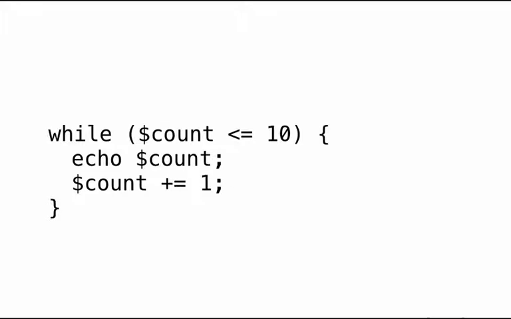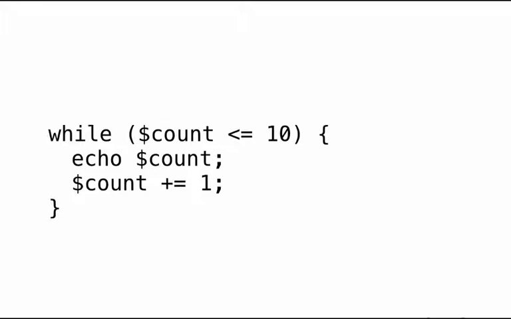Now, two things about the loop are critical. Number one, the loop needs to have a condition, an expression, that will allow it to execute. And number two, something about the condition has to change during the course of the loop. If not, you'll end up getting an infinite loop.